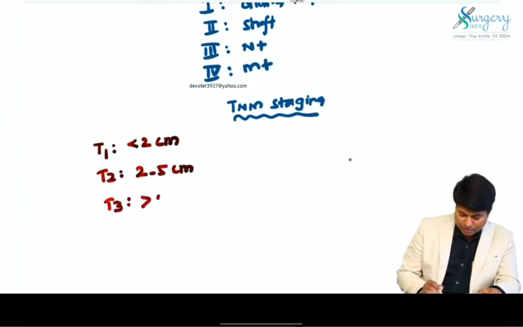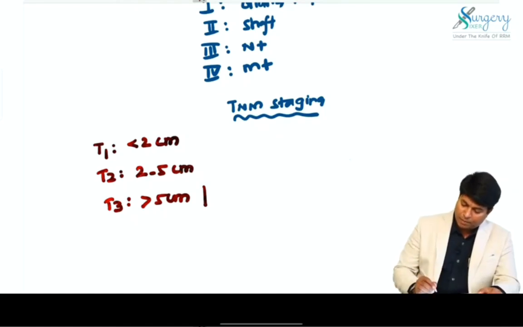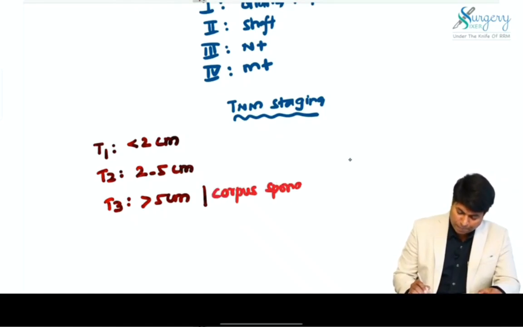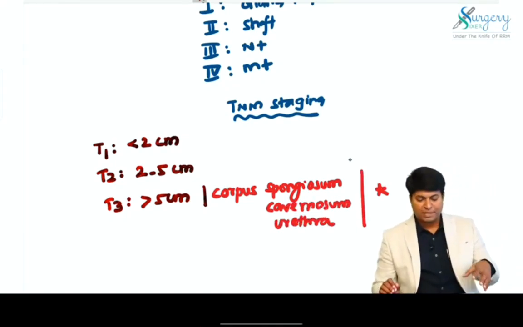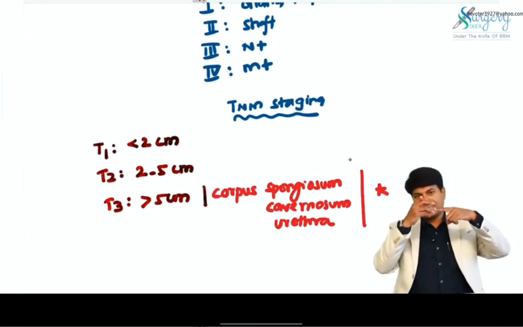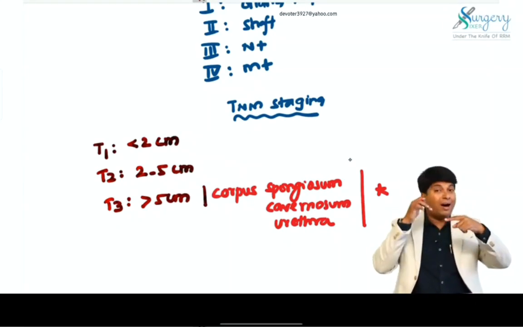T3 is more than 5 centimeter, or it can invade the corpus spongiosum, or cavernosum, or the urethra will be involved. Very interesting. So any local structure infiltration like corpus spongiosum, cavernosum, urethra. So if it is a penis cancer involving one muscle, corpus spongiosum, cavernosum, or going even up to the urethra.